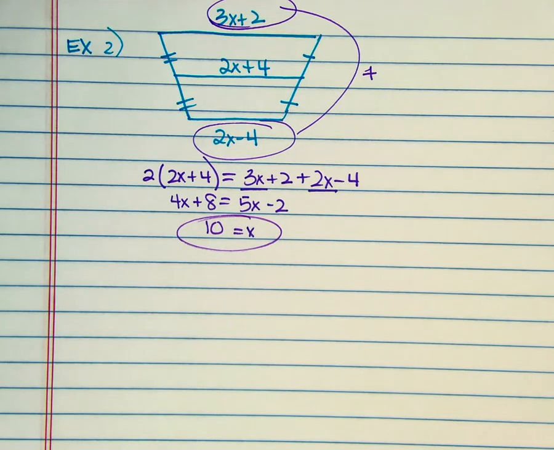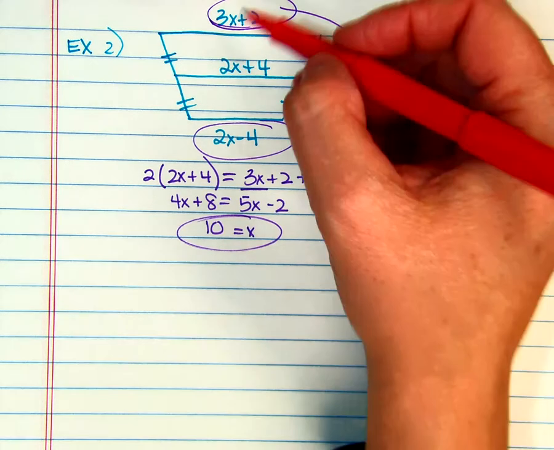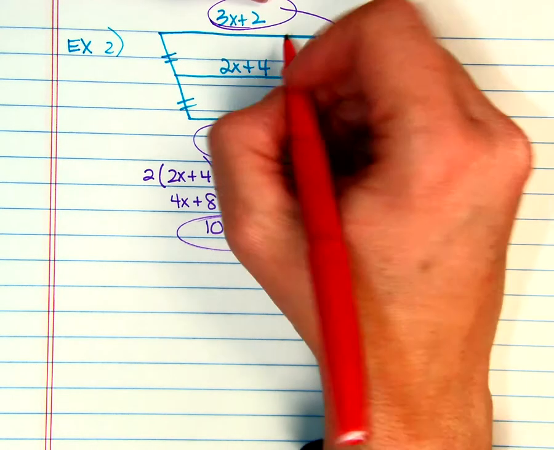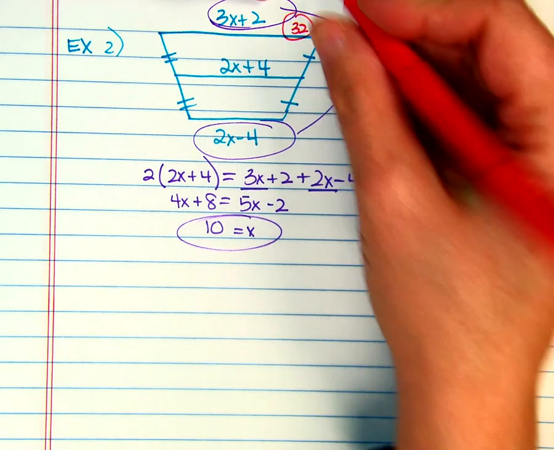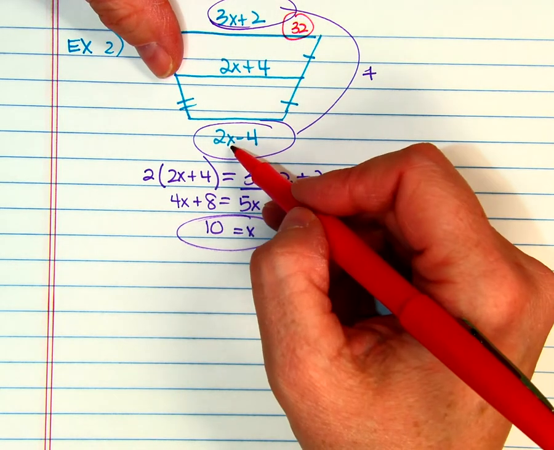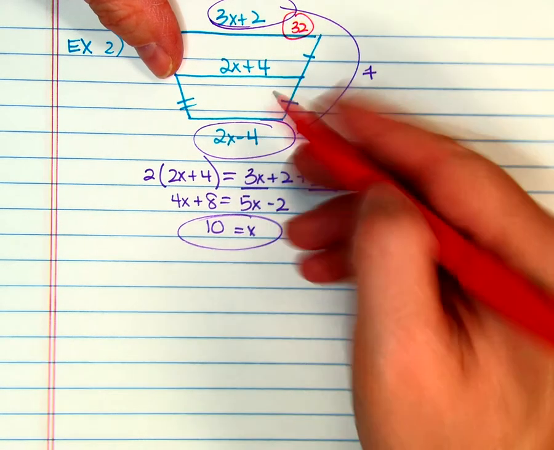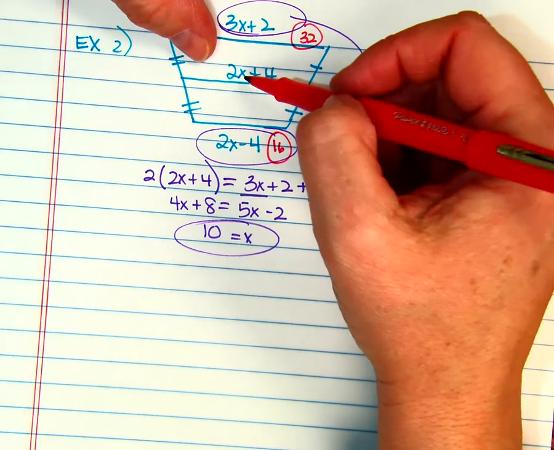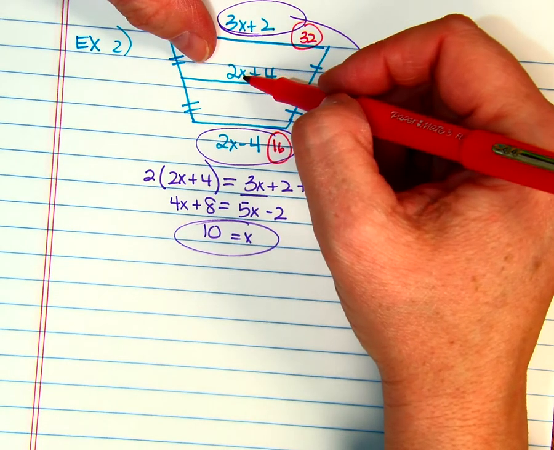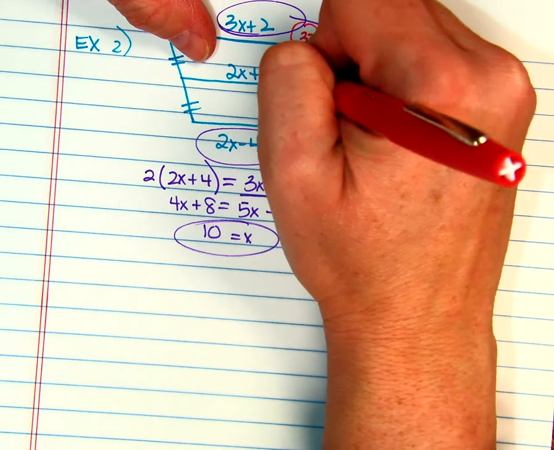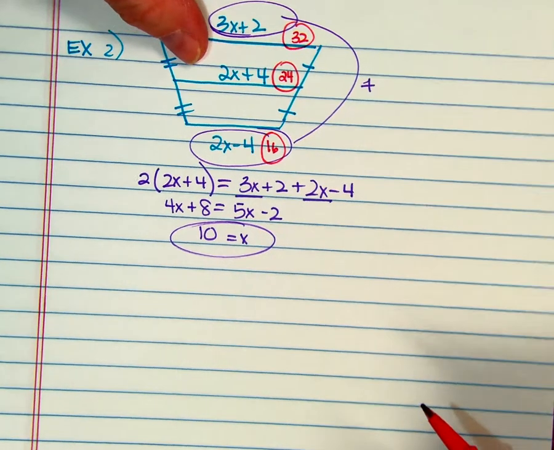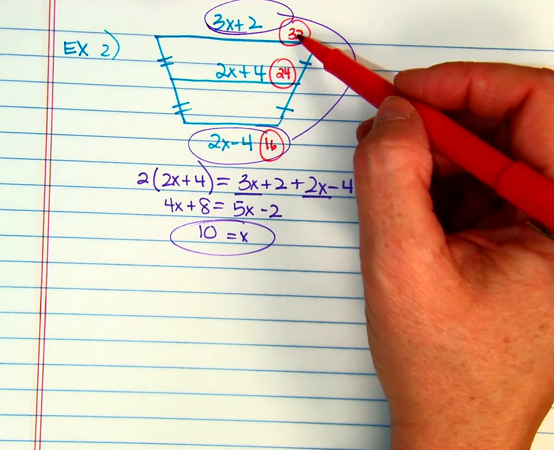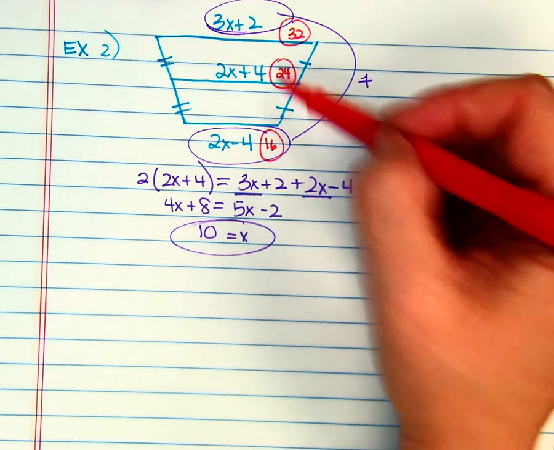Now, looks good. Let's check it. So if I plug 10 back in, that makes 3 times 10, that gives me 32. If I do 2 times 10, that gives me 20, minus 4 gives me 16. If I put a 10 in here, I get 2 times 10, which is 20, plus 4, gives me 24. So this seems reasonable. 32 is the biggest, 16 is the smallest, 24 is right in the middle.